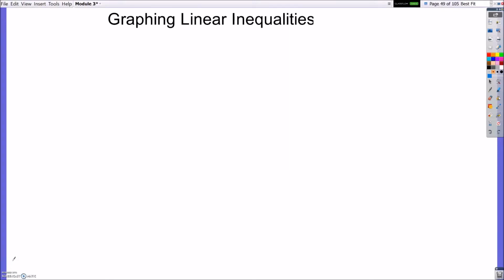Hey guys, what we're going to be looking at today is how to graph linear inequalities. So we've looked at inequalities before, and if you remember, that's the greater than or less than stuff. But now, instead of just having x is greater than 5, we're going to look at this with a straight line on an xy coordinate plane.